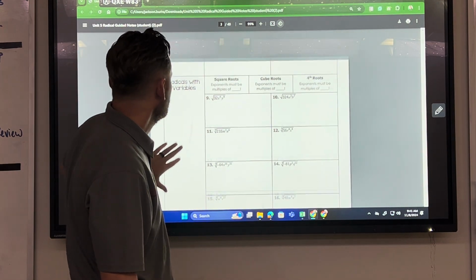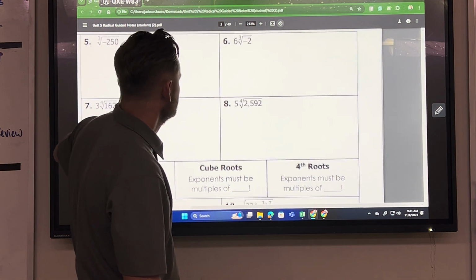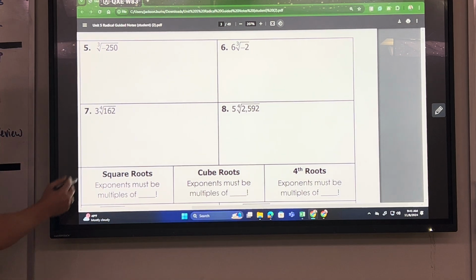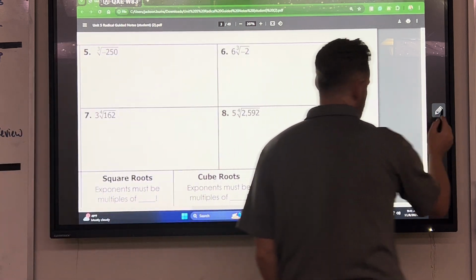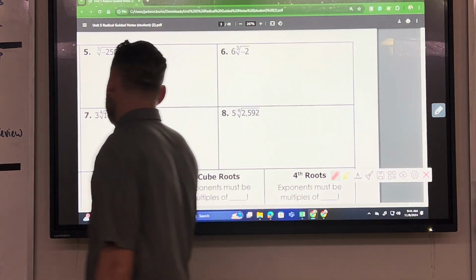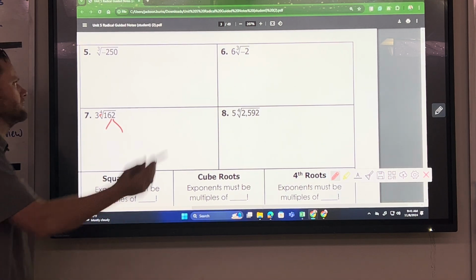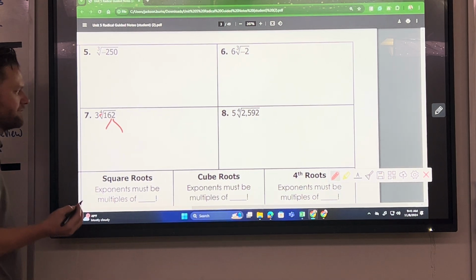All right, so a 4th root. Over here I have 3 times the 4th root of 162. Well, I need to start breaking that 162 down. I have an index of 4, so like my index of 3 that made me do triplets, now I have to take out in groups of 4.